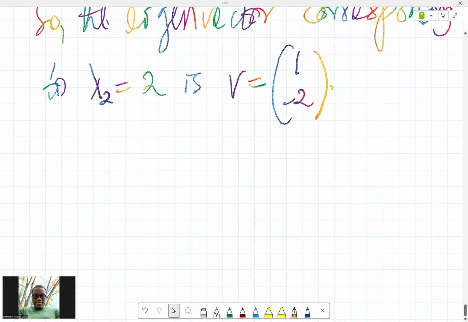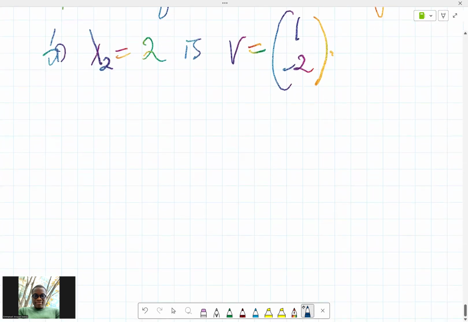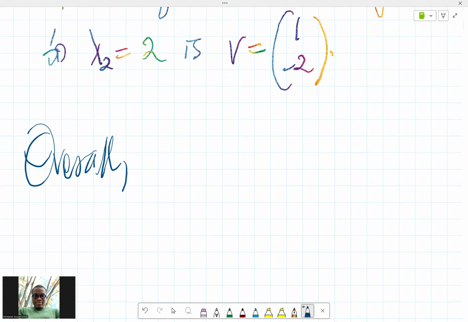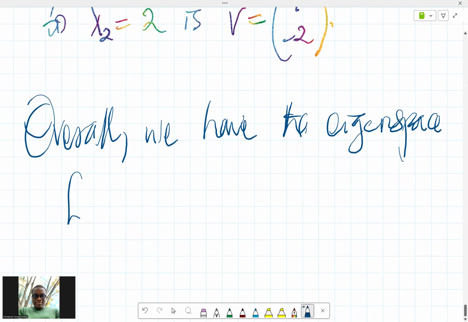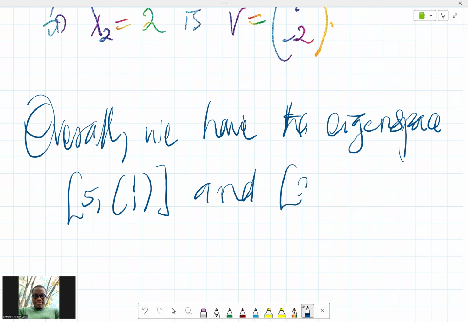So those are the ideas of eigenvalues and eigenvectors. So overall, we have the eigenspace, something like you can say this is when it's 5, right? 5 together with 1, 1, okay? And 2 together with 1, minus 2. So you have the eigenvalues first and then the eigenvectors together with them.